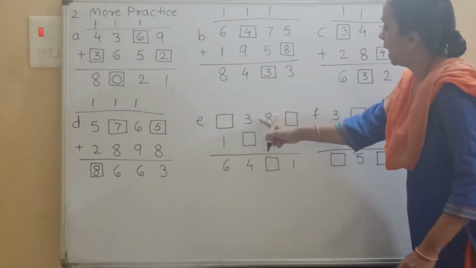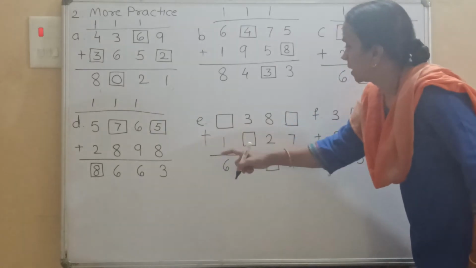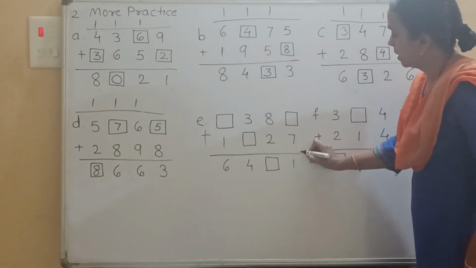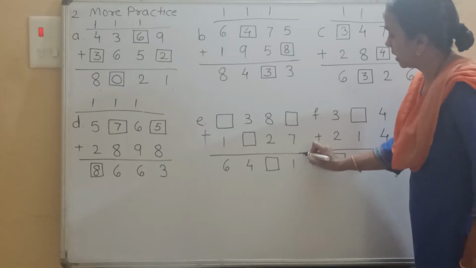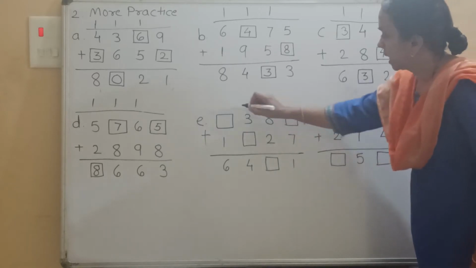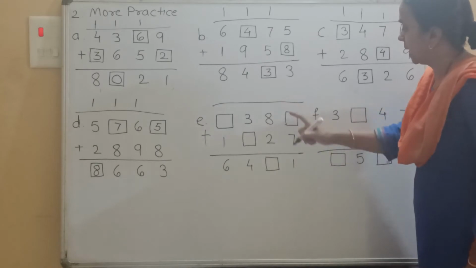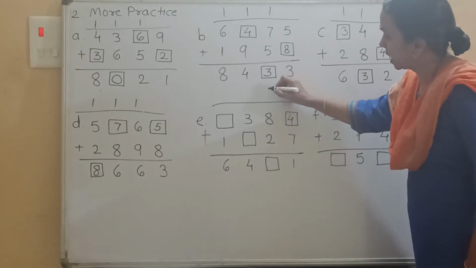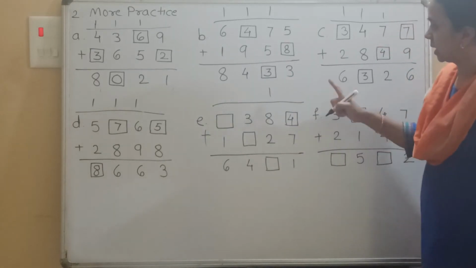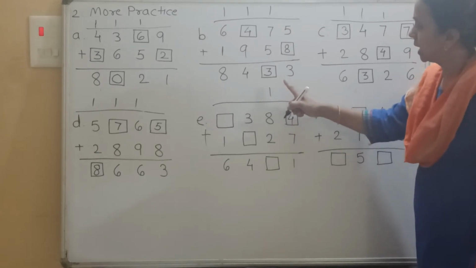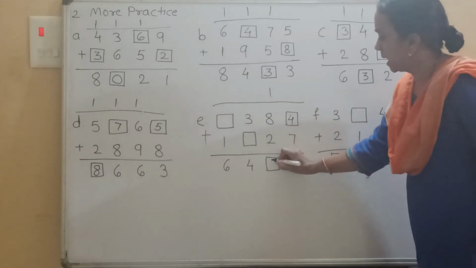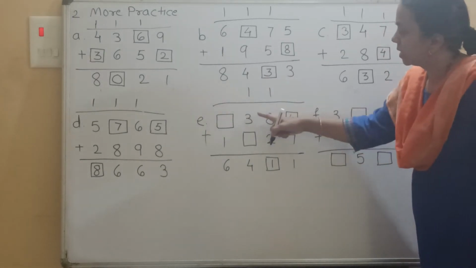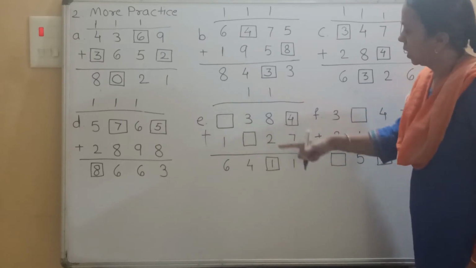Now see E question. Empty box 3, 8 empty box plus 1 empty box 2, 7. So 7, and in this 7, which number do we have to add to get 1? 1 means 11. So 7 plus 4 equals 11. So 1 we write here and 1 we carry. Okay, 8 plus 1, 9. 9 plus 2, 11. So you write 1 here and 1 here.